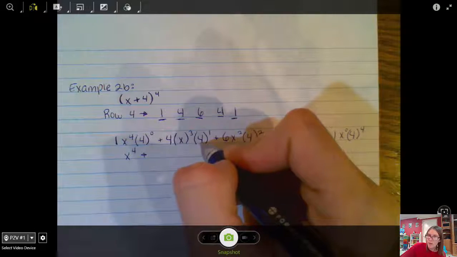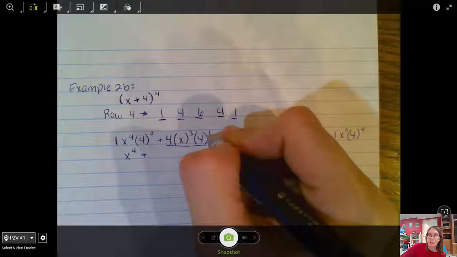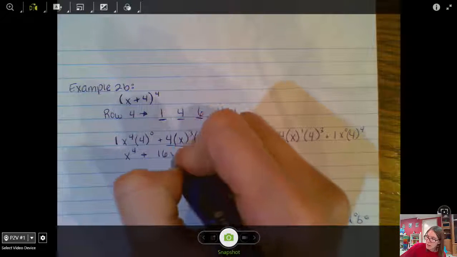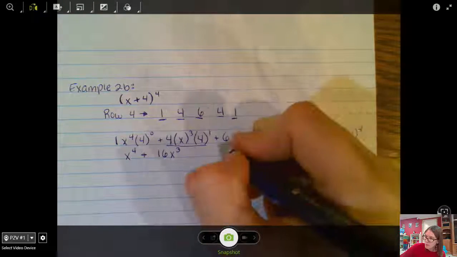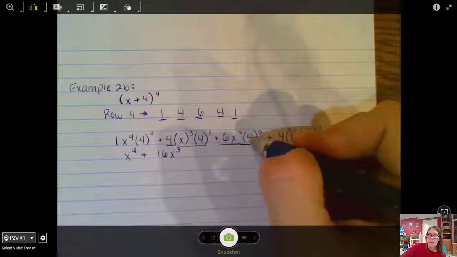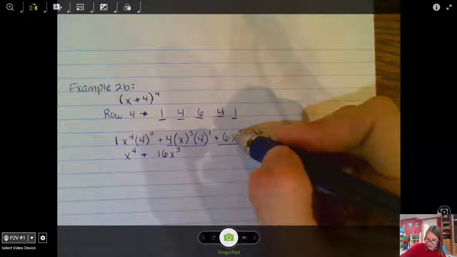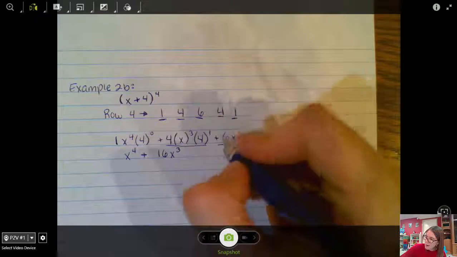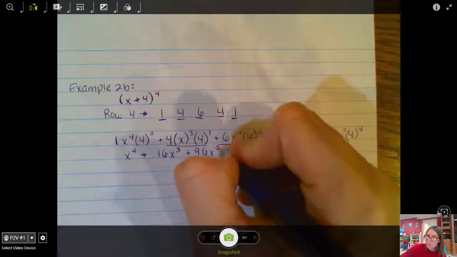4x cubed, 4 to the 1st. Well, 4 to the 1st power is just 4, times the 4 out here already. 16x cubed. Now I have 4 squared is 16, times 6 is 96, plus 96x squared.